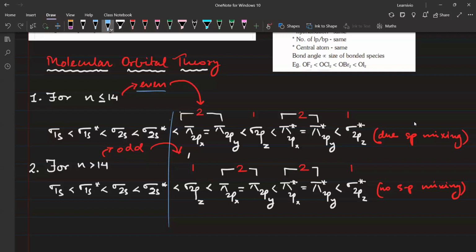So here you are starting from pi 2px, pi 2py, then sigma 2pz, then pi star, then sigma star. So you will have two pi, then sigma, then pi star, then sigma star. That is 2 1, that is 2 molecular orbitals, then 1 molecular orbital, then here also 2 molecular orbitals, here 1 molecular orbital. Okay, so write this down.